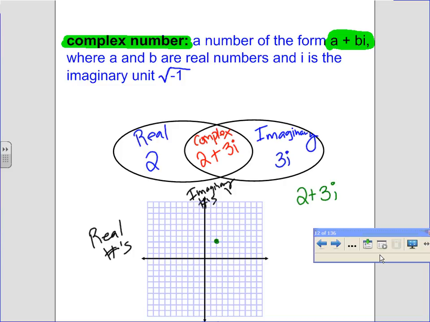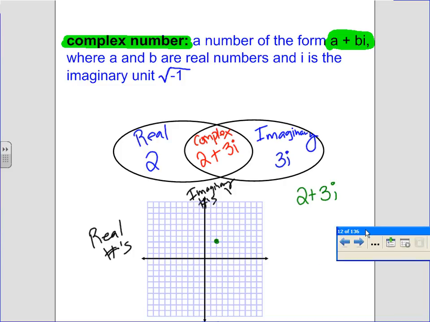Okay, a complex number, here's how this is related, is a number of the form a plus bi. So here's what Luke B was trying to ask more about. That's why I think we should do this first. A and B are real numbers, but i is the imaginary unit square root of -1. Any other letter is a real number. A plus bi is a complex number because it includes a real and an imaginary number.